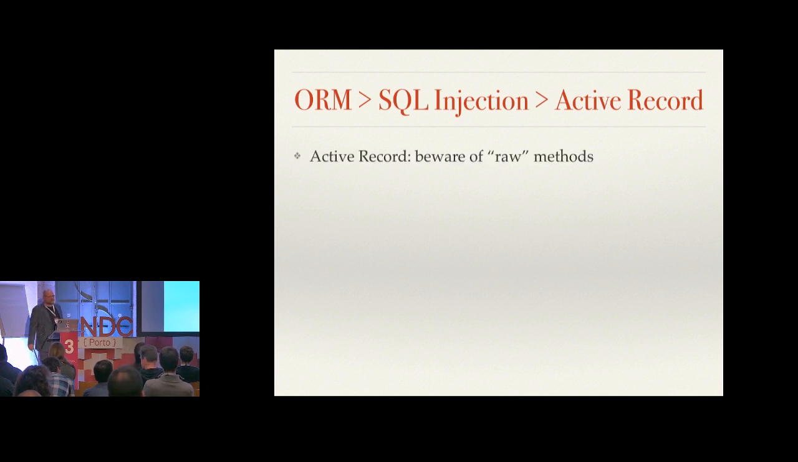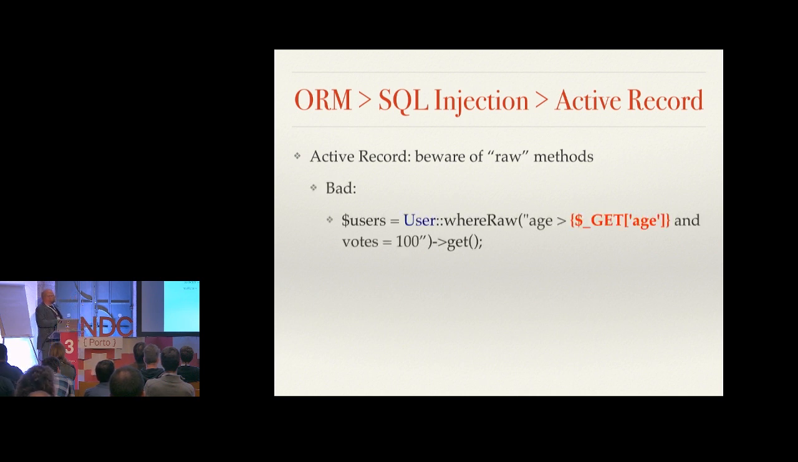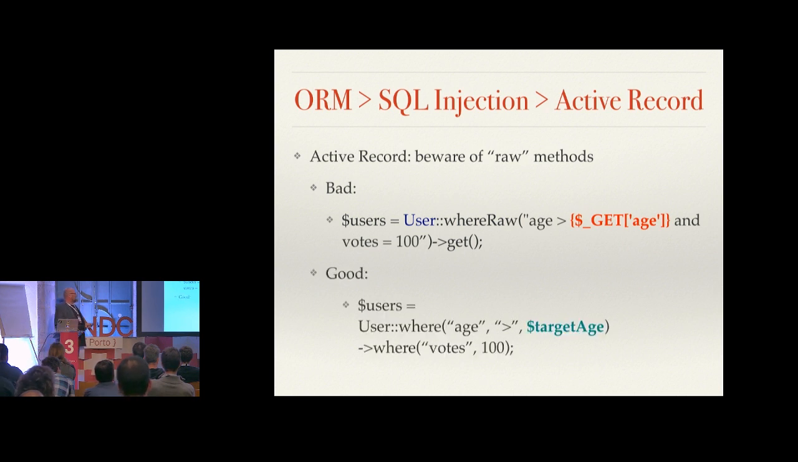So in Active Record ORMs, some of them have things called raw methods, where instead of using their query builder, it allows you to have a string. And again, it's the same thing, right? If you add a variable inside of a string, then you could get owned. So a good way to do it is to use their query builder. Avoid doing this, do this.